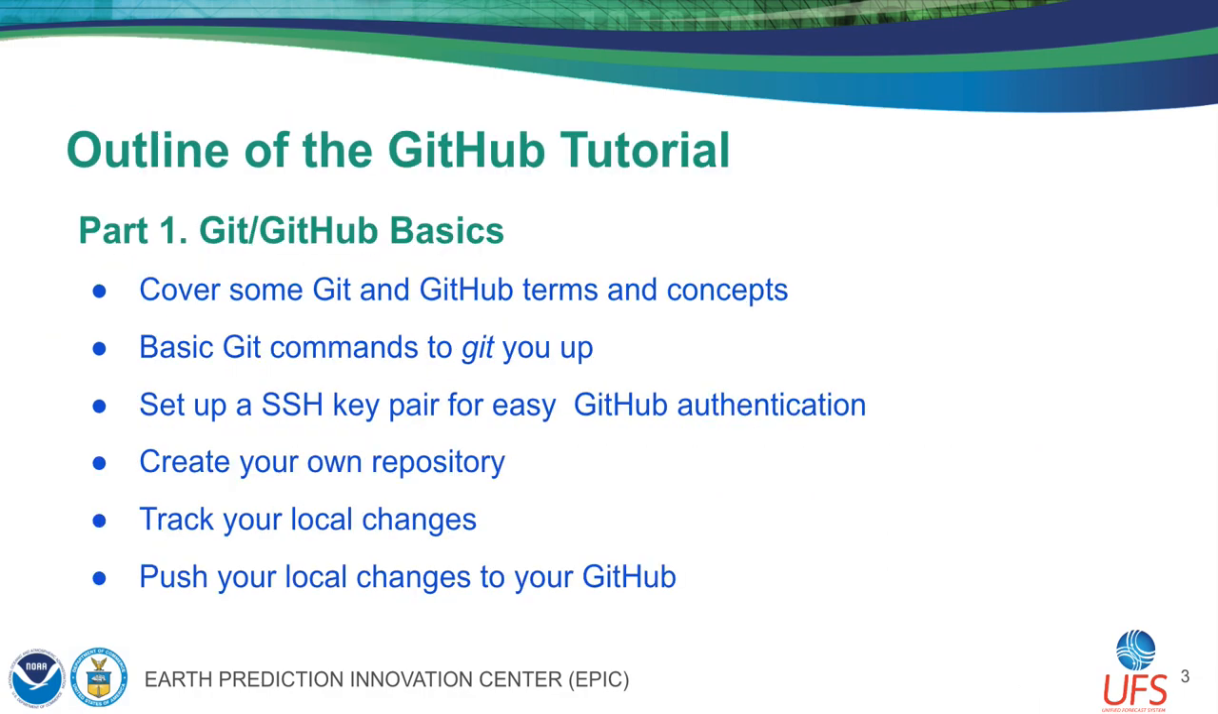The outline of the tutorial will be as follows. Part 1 will cover the Git and GitHub basics. We'll talk about the Git and GitHub terms and concepts. We will cover some of the basic Git commands to get you up and running. We'll set up an SSH key pair to make GitHub authentication easy. We'll create our own repository, track our local changes, and then push these local changes to the GitHub repository.